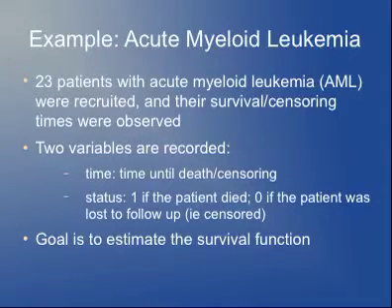An example of this using a data set that's built into R is acute myeloid leukemia. In this case, there's 23 patients with acute myeloid leukemia or AML. Each person was followed until they either died or until they dropped out of the study. So we have 2 variables here. One is the time, which is the time until either death or censoring occurred, and the second is the status, which by convention is equal to 1 if the patient died or 0 if the patient is lost to follow-up. That is, if they were censored. Our objective here is to estimate the survival function.